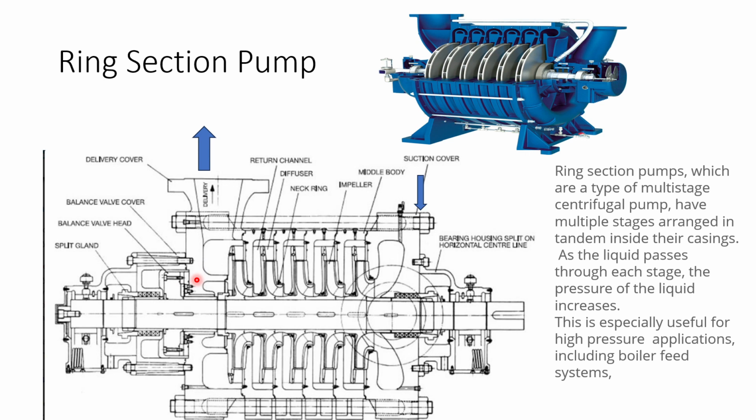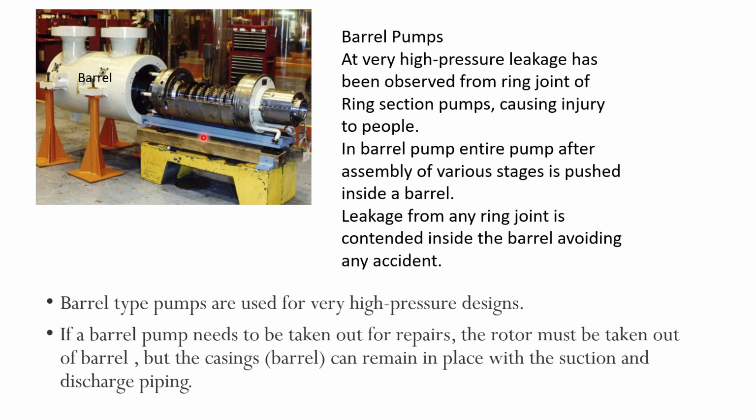Here is the balance disc which balances the thrust. Liquid goes out from here. For very high pressure pumps, it was observed that sometimes the liquid leaks from the joints of the ring pumps, and causing a lot of accidents and injury to the people.